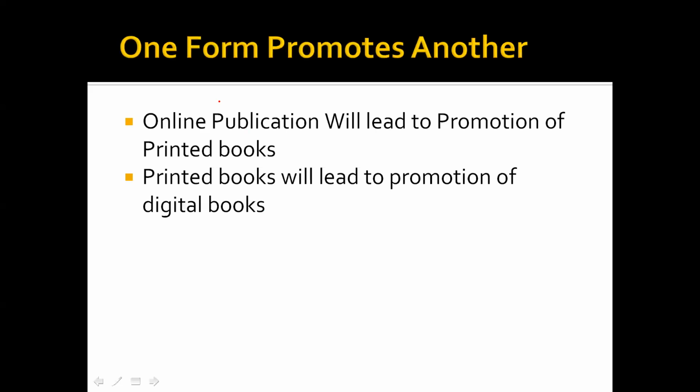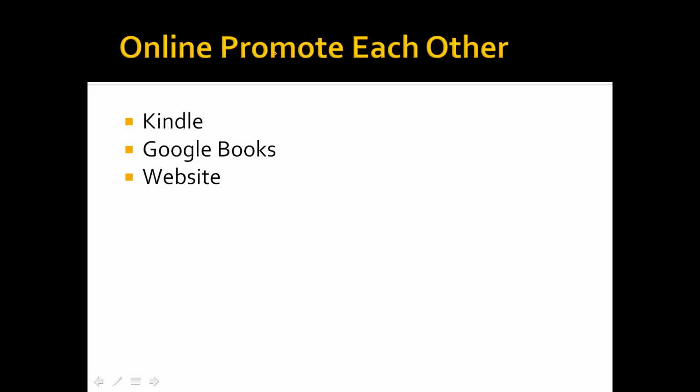So online books with a link to buy the book will promote the paper book, and the paper book having a link to buy the online edition will promote the online edition. So the most important point is one promotes the other. And next, even among online versions, each one will promote the others. Kindle will promote Google Books, and they will promote the website, the website will promote the other two, and so on.